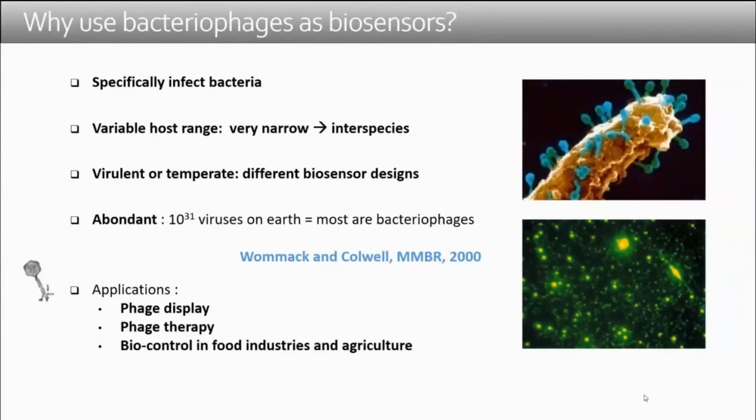So why use bacteriophages as biosensors? Well, they specifically infect bacteria. They have variable host range. Most have a very narrow host range, which means that you can detect specifically one type or one subtype of bacteria. But they can also infect across species. Depending on their nature, either virulent, meaning they have an obligatory lytic lifestyle, or temperate, you can design your biosensors differently.